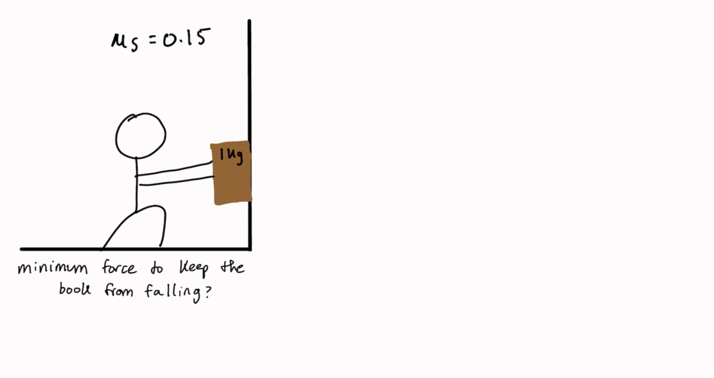In this first problem, we have a man pushing a book against the wall, and we're trying to find the minimum force to keep the book from falling. We're given that the static coefficient of friction is 0.15. We're also given that the mass of the book is 1 kilogram.